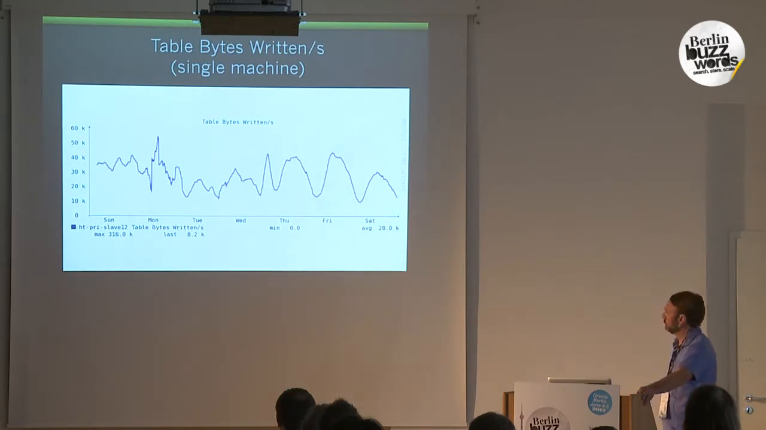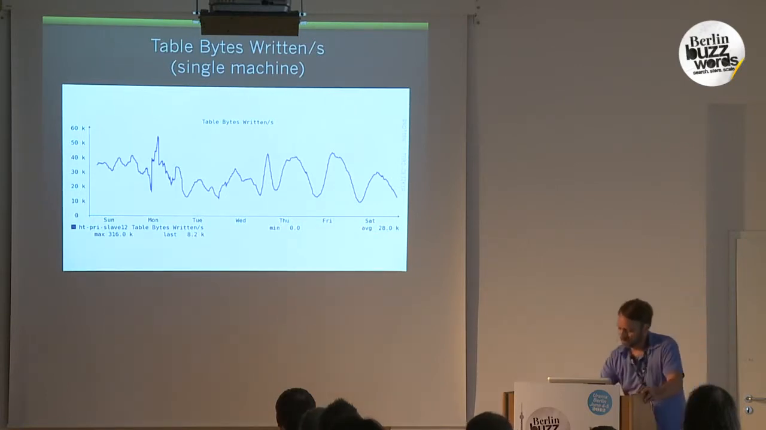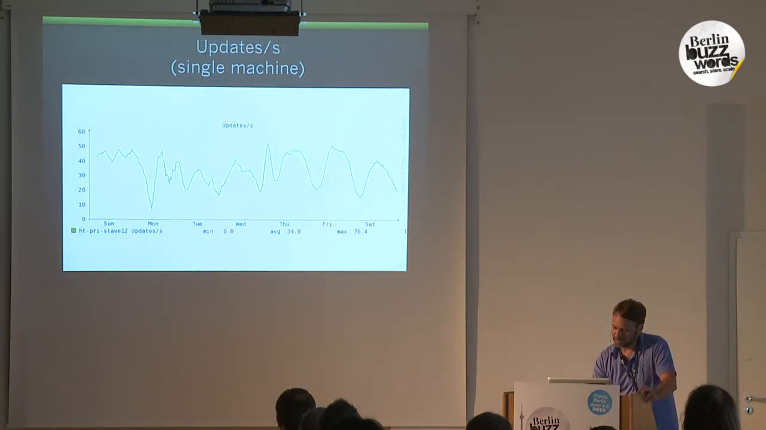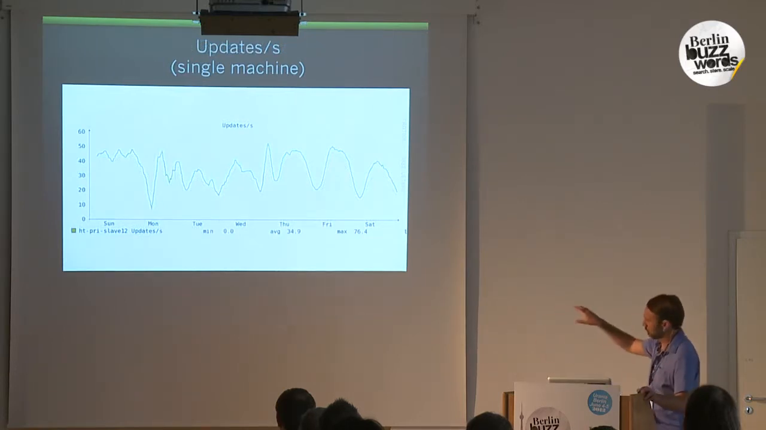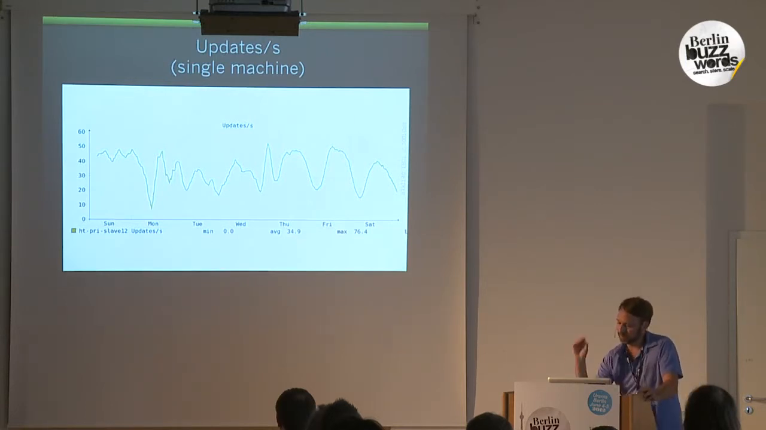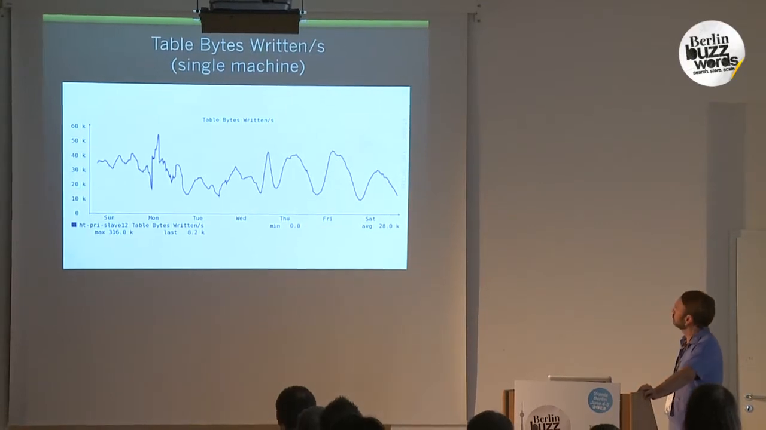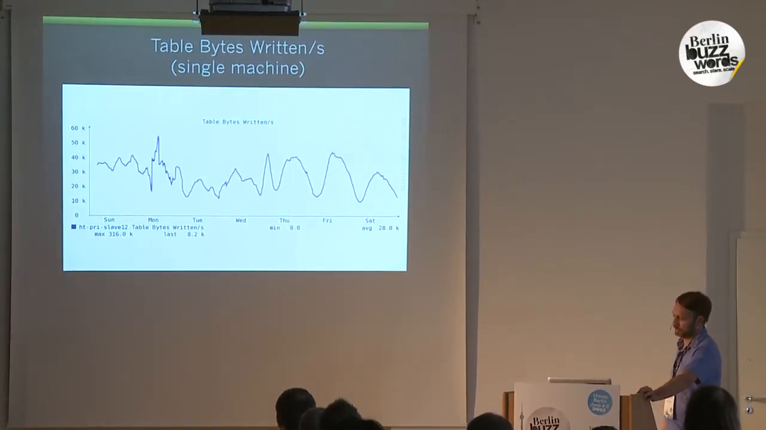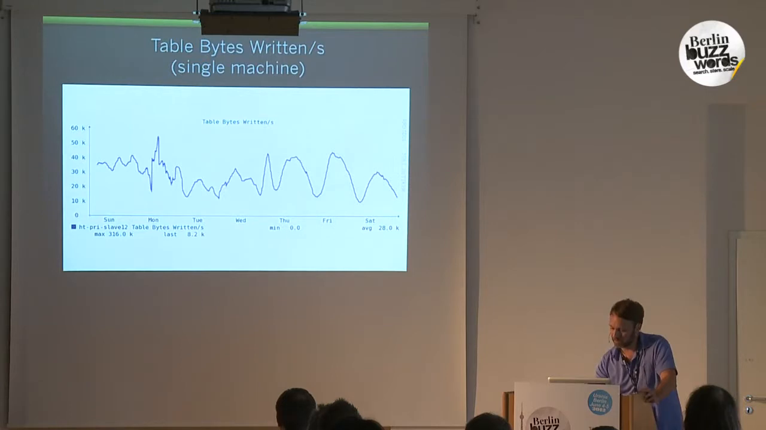This is another graph that's illustrated, and this is for one machine. It illustrates the number of table bytes written. So this is a number of updates per second, which is somewhere around 40, but each update consists of about 10 cells. And that's how much data gets written on one machine per second.